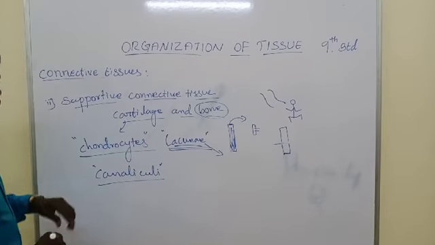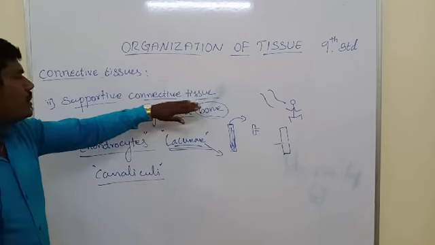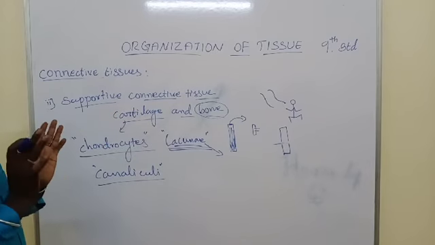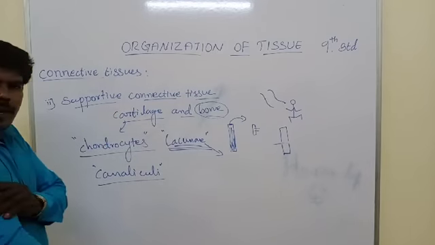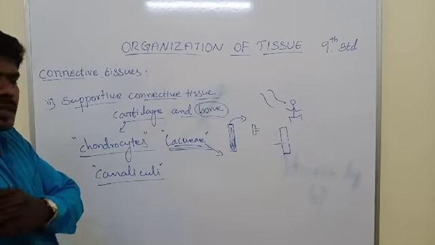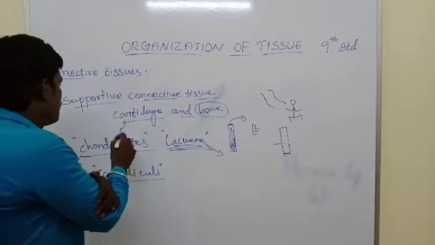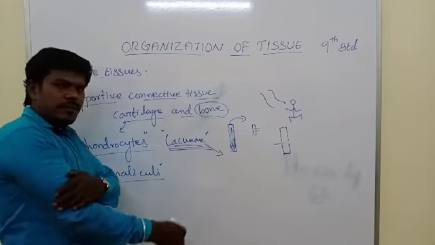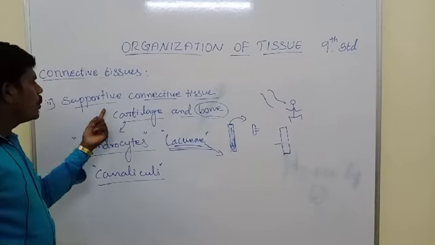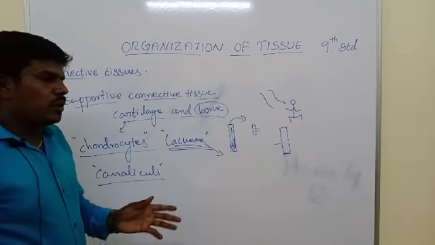And the second one, supportive connective tissue. Supportive connective tissue means the connective tissues will give the support. The muscles they are having in perfectly means that given in support, that support getting from bone. The bone is not present means muscles is not attached there. That's the reason this is called supportive connective tissue.